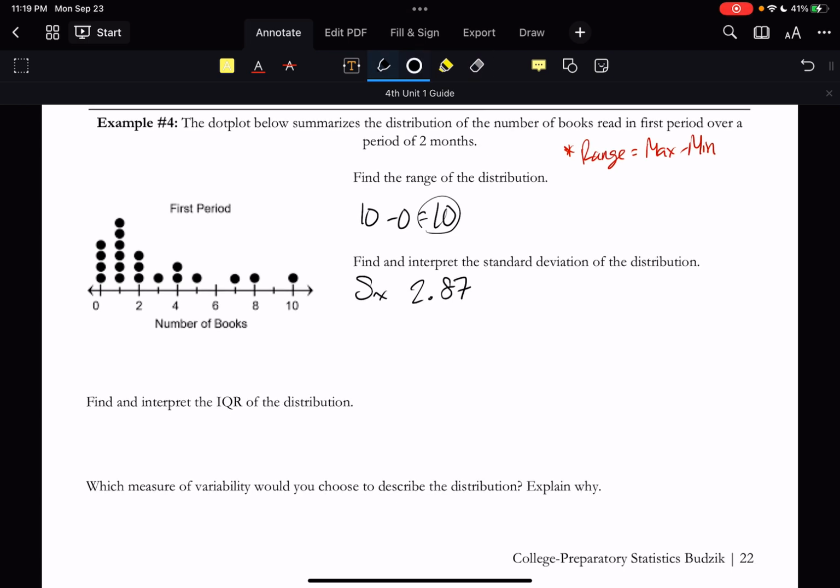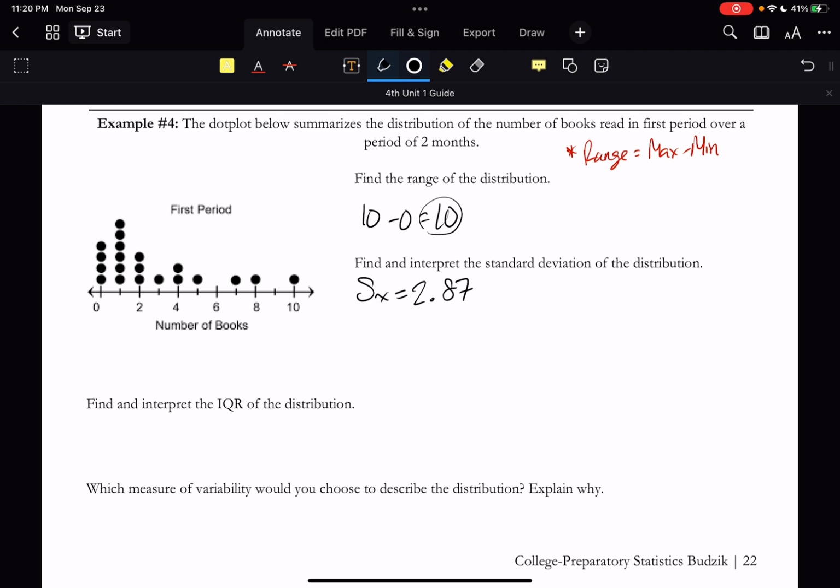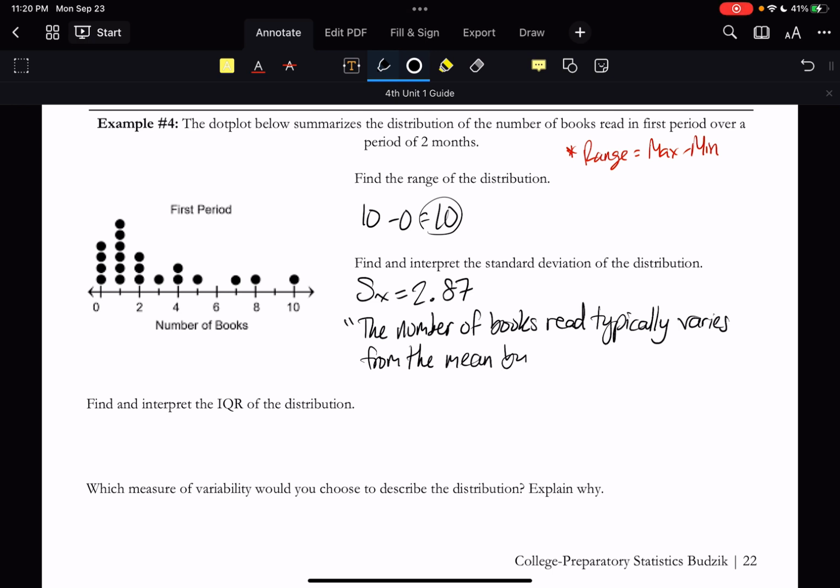Equals 2.87. And again, interpreting that in my STEM. So the context here we're talking about is the number of books. So the number of books read typically varies from the mean by 2.87.